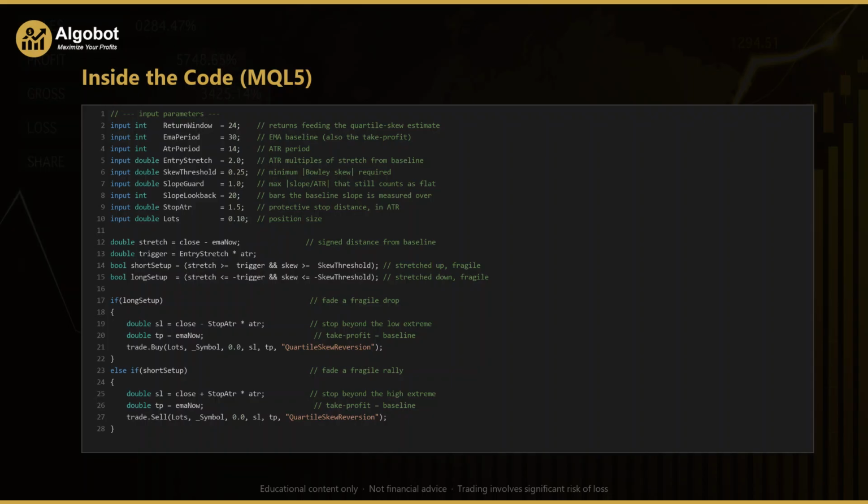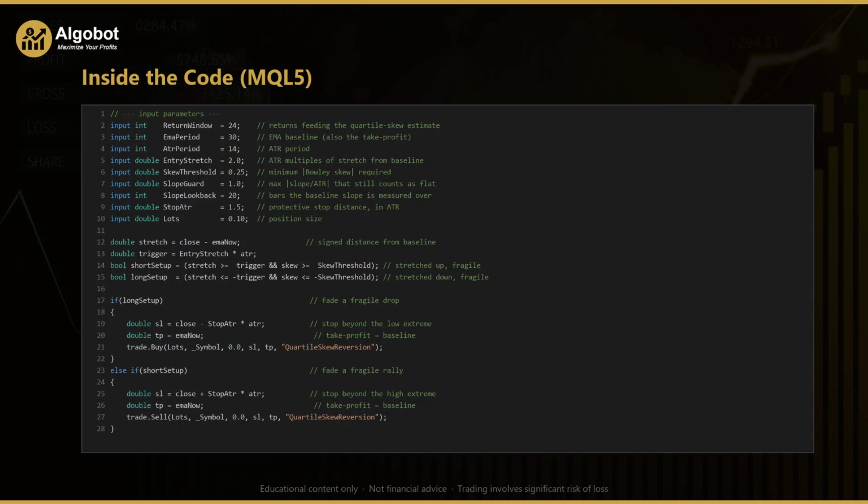Return window, defaulting to 24, sets how many returns feed the skew estimate. A period of 30 defines the baseline that price reverts toward, and that same baseline becomes the take profit. ATR period is 14. EntryStretch of 2 is how many ATR multiples price must be extended before we look to fade. SkewThreshold of 0.25 is the minimum fragility we demand. Slope guard of 1, together with slope lookback of 20, defines what counts as a flat regime. Stop ATR of 1.5 sets the protective stop distance, and lots is the position size.